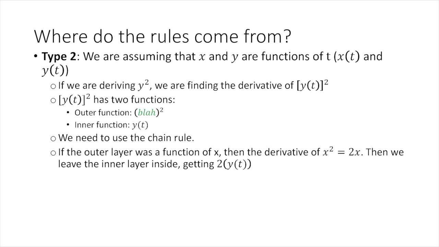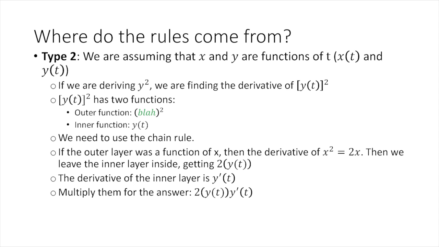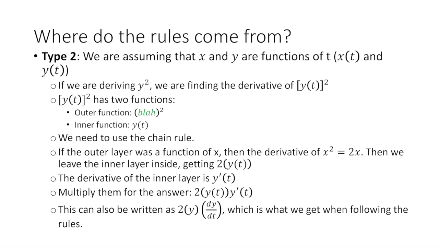If the outer layer, blah squared, just had x inside, the derivative of x squared would be 2x. But then we replace that x with what was originally inside that layer. So instead of 2x, we're going to have 2 times y of t. And then we multiply by the derivative of the inner layer, which is y prime of t. So we multiply them together and we get 2 times y of t times y prime of t, which is 2y times dy over dt. And that's what we get if we follow the rules. So that really explains where these rules come from.